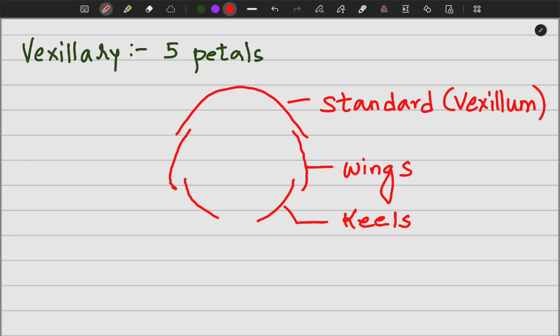So there will usually be 5 petals, among which the topmost one would be the largest petal, that's called standard or vexillum. Beneath that we will have 2 lateral petals which are called wings, and they will overlap 2 smallest petals known as keels. Alright, I hope with the help of the diagram it is clear to you.